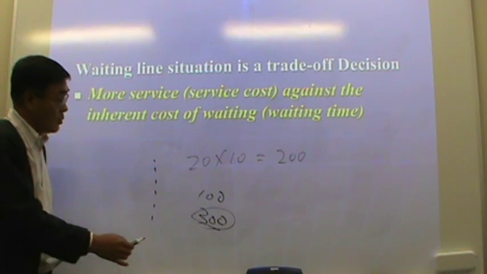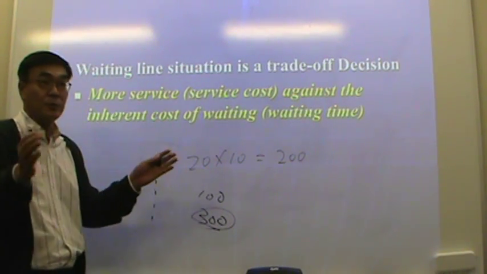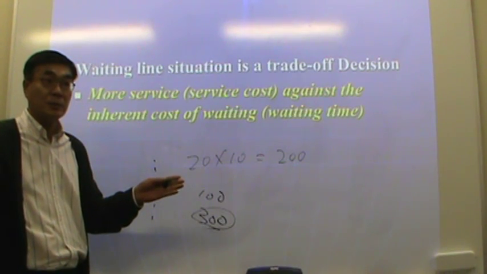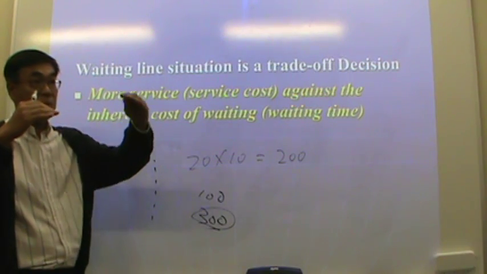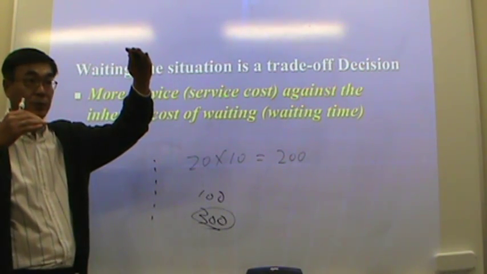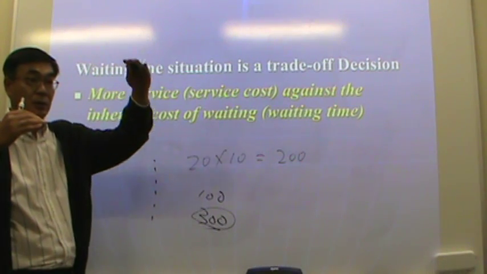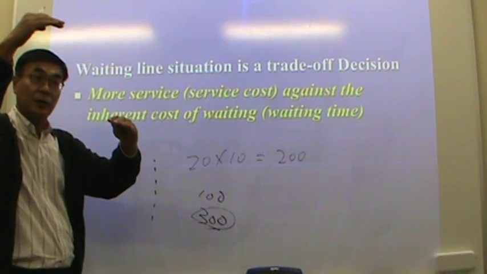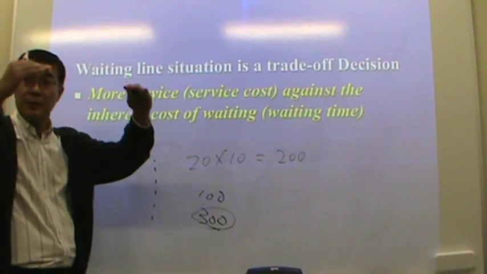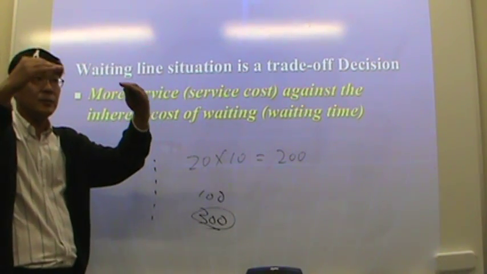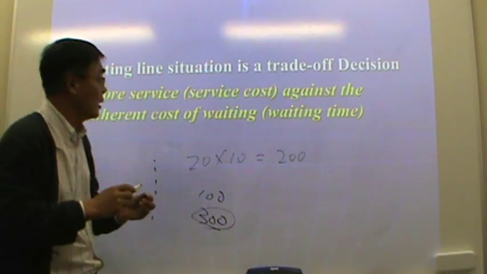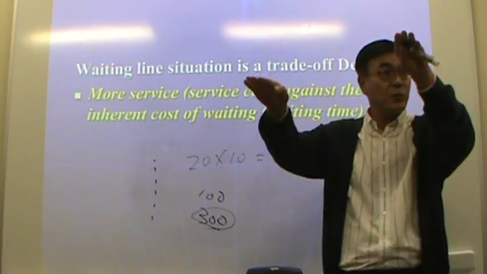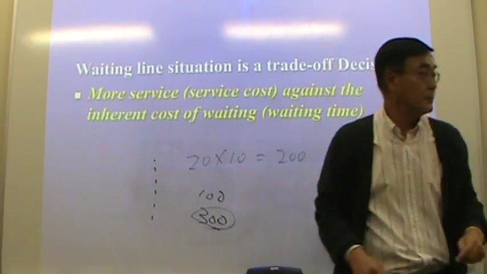To increase the number of cash registers, more cost. Waiting time shorter, right? Cost increases, waiting time gets shorter. Cost decreases, waiting time increases. It's like a seesaw, right? Find a certain level, the optimal level of capacity, right? Trade-off. So a waiting line situation is that kind of seesaw. And find the optimal.